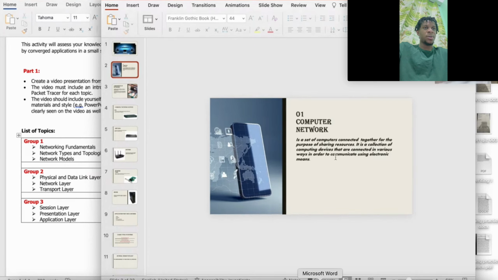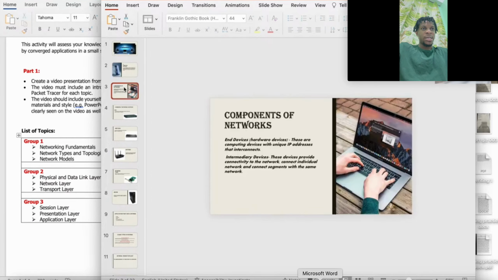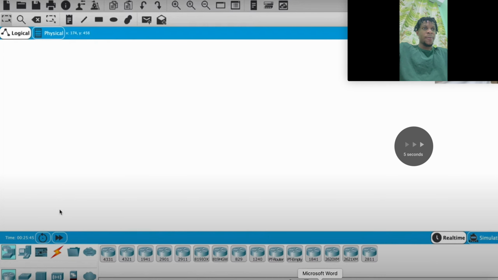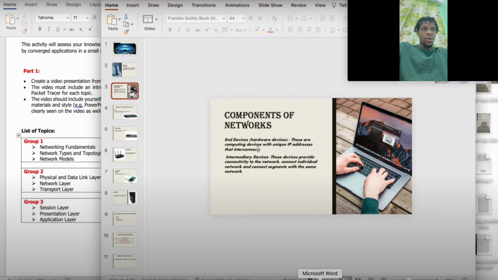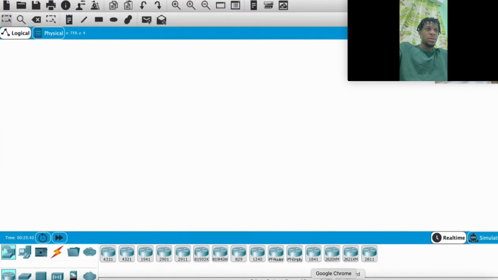I'll go to the third one. Components of networks. End devices, hardware devices. These are computing devices with unique IP addresses that interconnect. Intermediary devices. These are devices that provide connectivity to the network, connect individual networks, and connect segments within the same network.